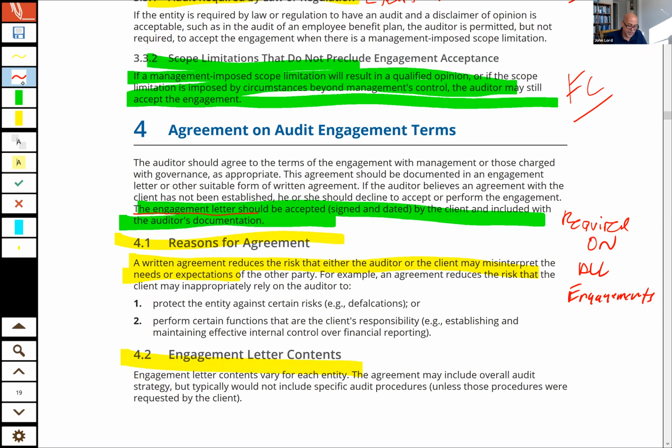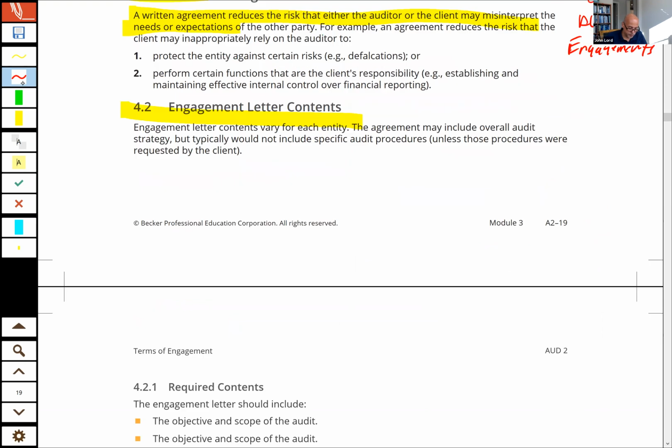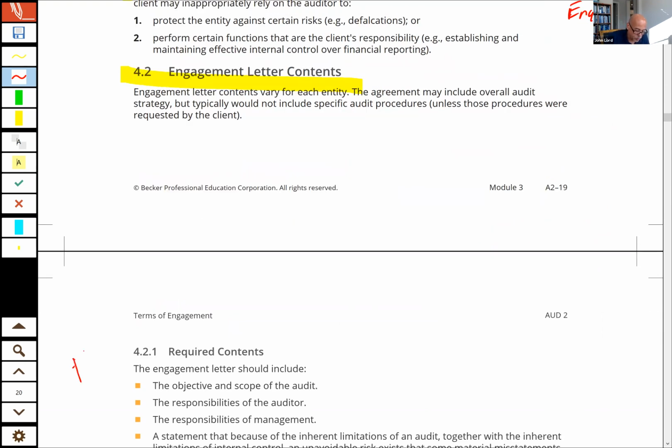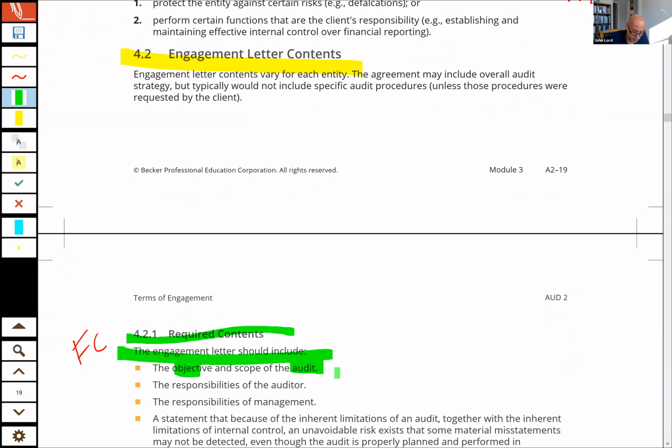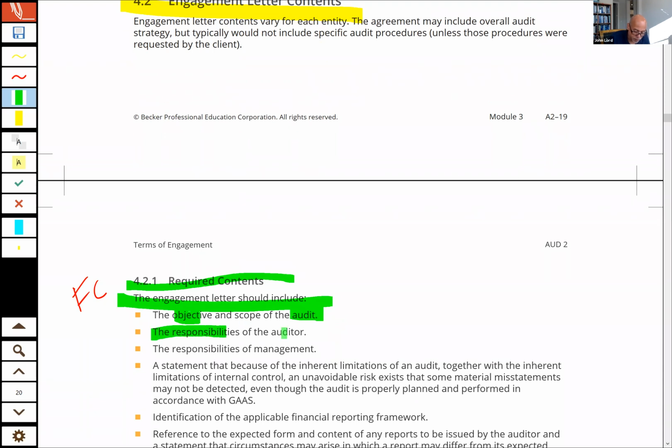Let's, at a high level, on the next page, start to take a look at the required contents. Now, this is at a very high level, okay? So the engagement letter, which you must have, has to talk about the objective of the audit, the responsibility of the auditor, the responsibility of management, and a discussion about inherent limitations, okay? High level flashcard: every engagement letter has to call out those things.